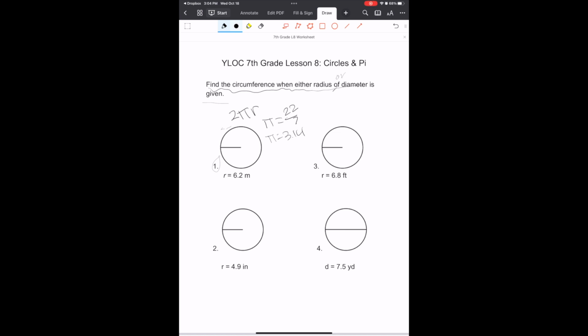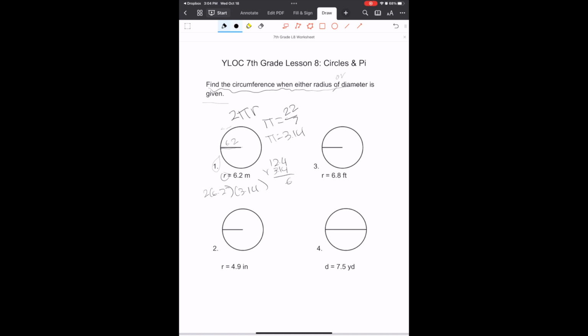So let's start with number 1. 2 pi r. We know the radius, r, which is this line over here, is 6.2. So this will be 2 times 6.2 times 3.14. 2 times 6.2 is 12.4, times 3.14.